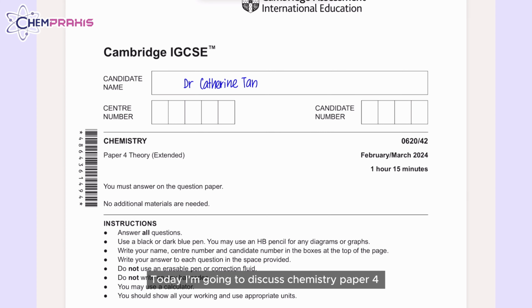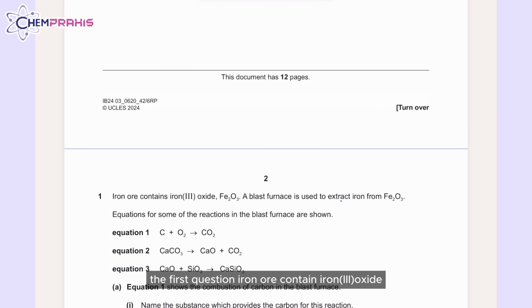Today, I'm going to discuss Chemistry Paper 4, 0620, Paper 42, February-March 2024 papers. For the first question, iron ore contains iron trioxide. A blast furnace is used to extract iron from iron oxide. Equations for some of the reactions in the blast furnace are shown.